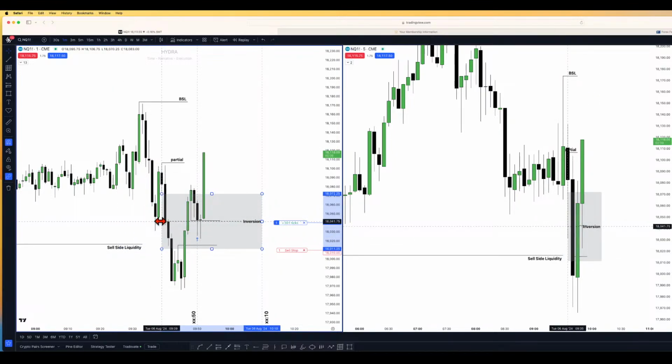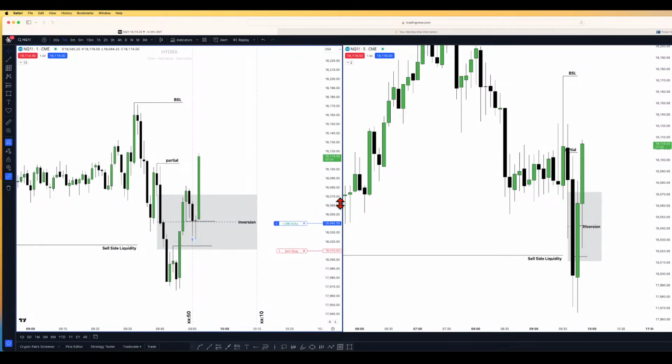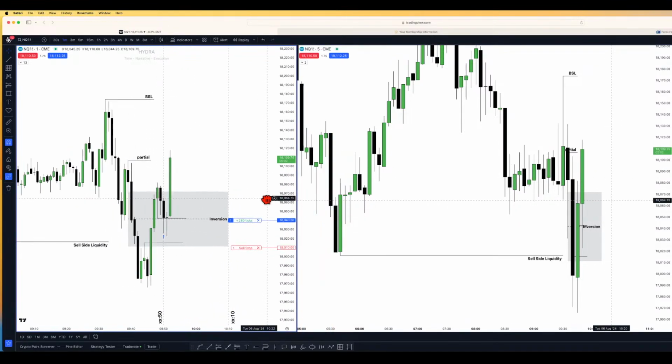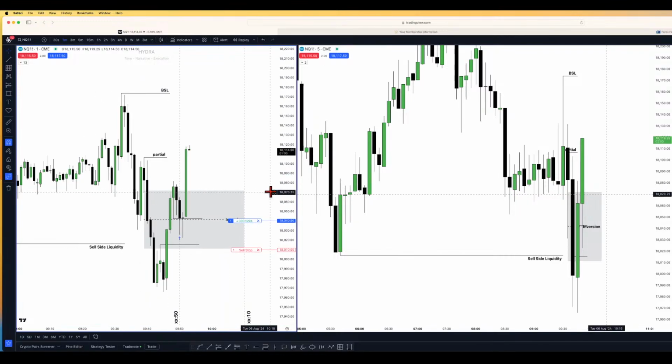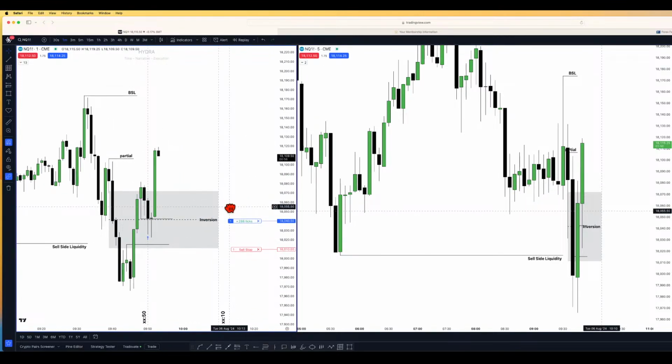Patience never fails to pay, right? Patience never failed to pay. Stop loss at break even.